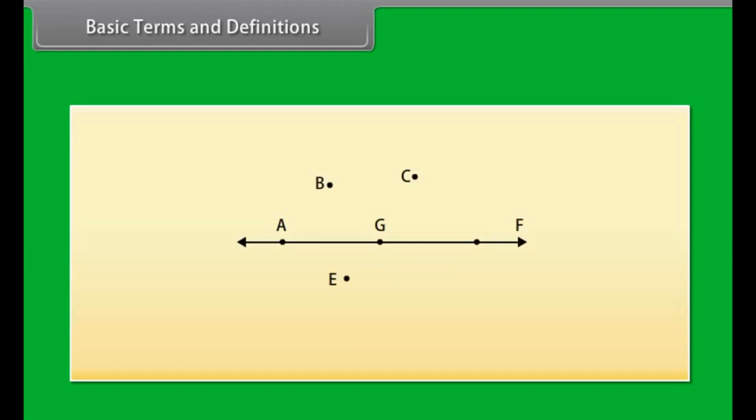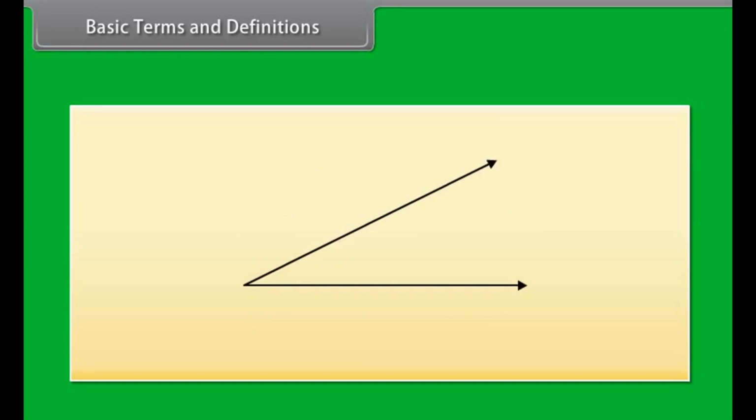We also know that if 3 or more points lie on the same line, they are called collinear points. Here, A, G, F are called collinear points. And points B, C and E are called non-collinear points. Now come to an angle. An angle is formed when 2 rays originate from the same endpoint. The rays making an angle are called the arms of the angle, and the endpoint is called the vertex of the angle.